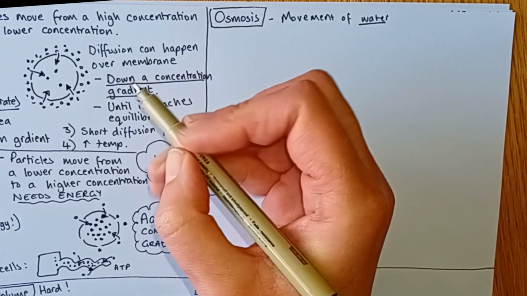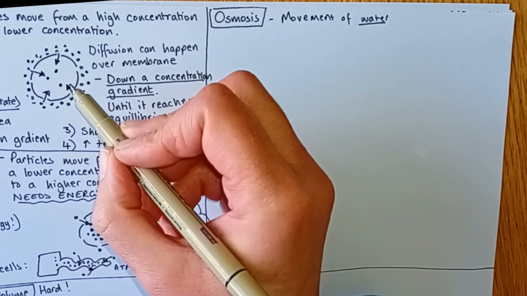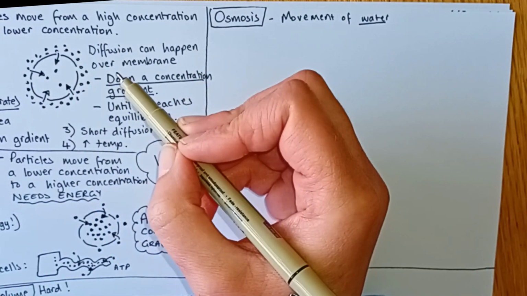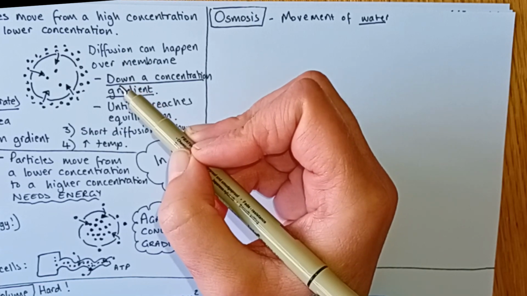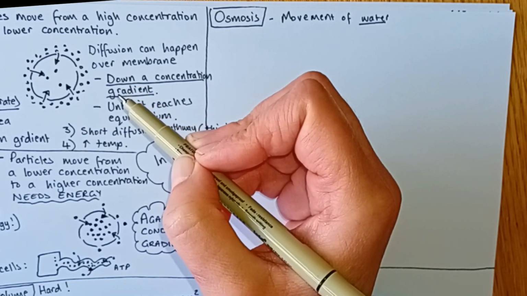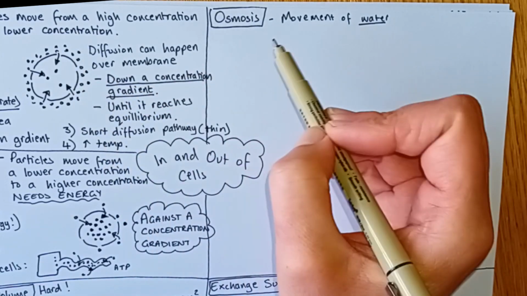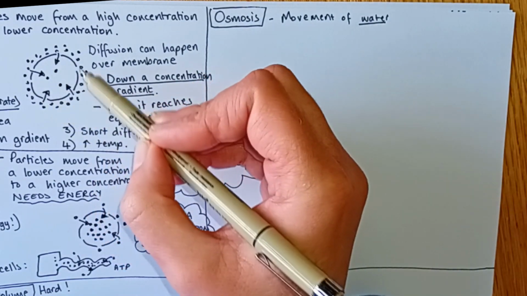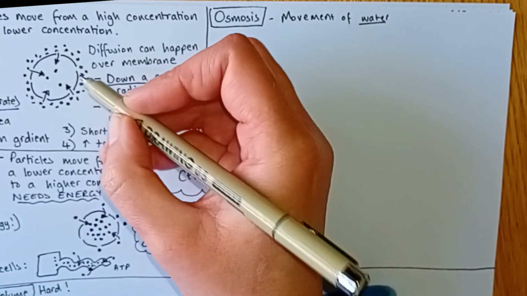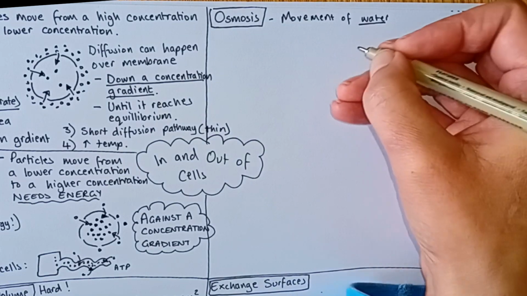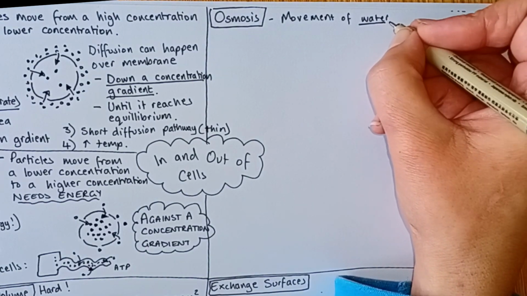And unlike diffusion, it has to happen over a membrane. So diffusion can just happen in the air with perfume. When you smell something, that's diffusion. And it can happen in water. But osmosis has to have a membrane. And that membrane has to be partially permeable. It has to have holes in it to let some things through.